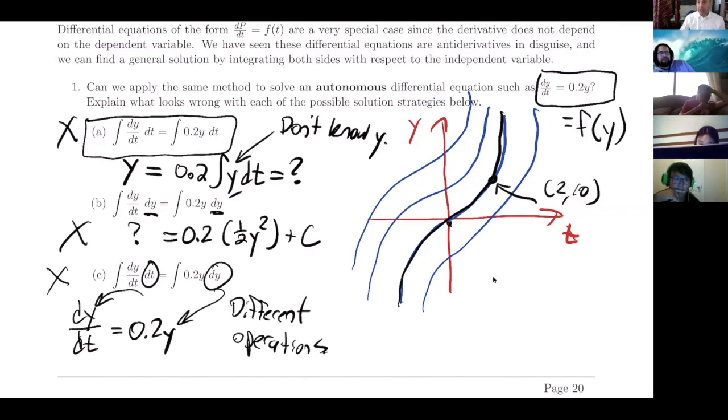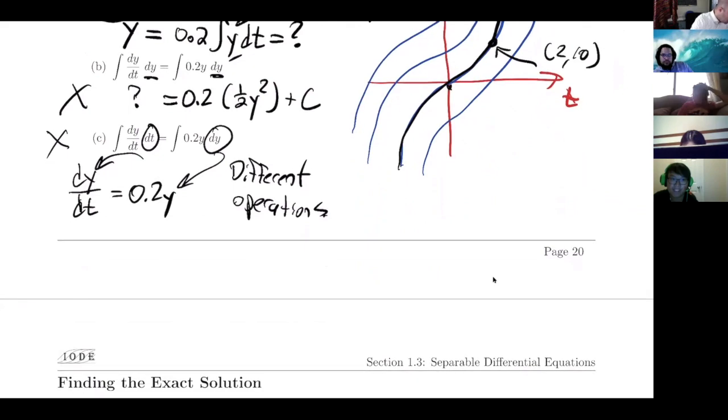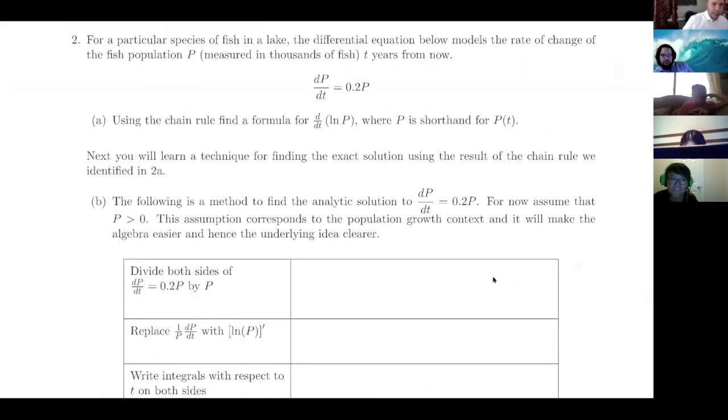So the point is we need some more methods to solve differential equations. We've run out of ideas of just simply integrating both sides. Any questions? Okay, so let's take a look at this.